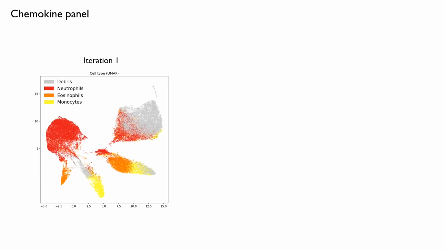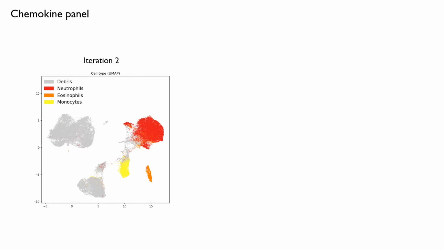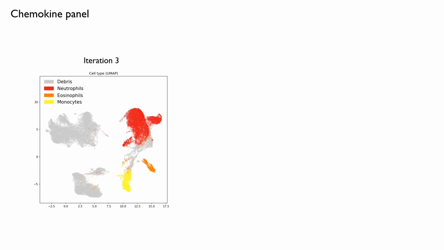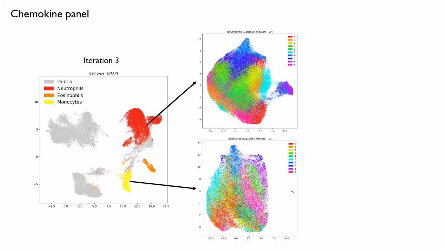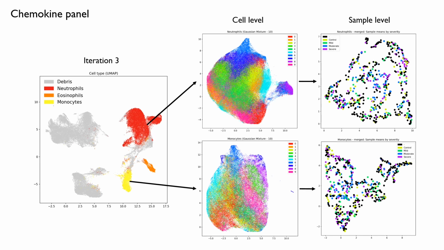The chemokine panel has fewer markers that allow you to separate cell types, but more markers that tell you about cell activity. We have a few populations of interest labeled, but we do unsupervised balancing with the GMM. After a few iterations, we filter out neutrophils and monocytes and make separate models at the cell level. Then we can do clustering to count the subpopulations, and we can also get a continuous representation without clustering.